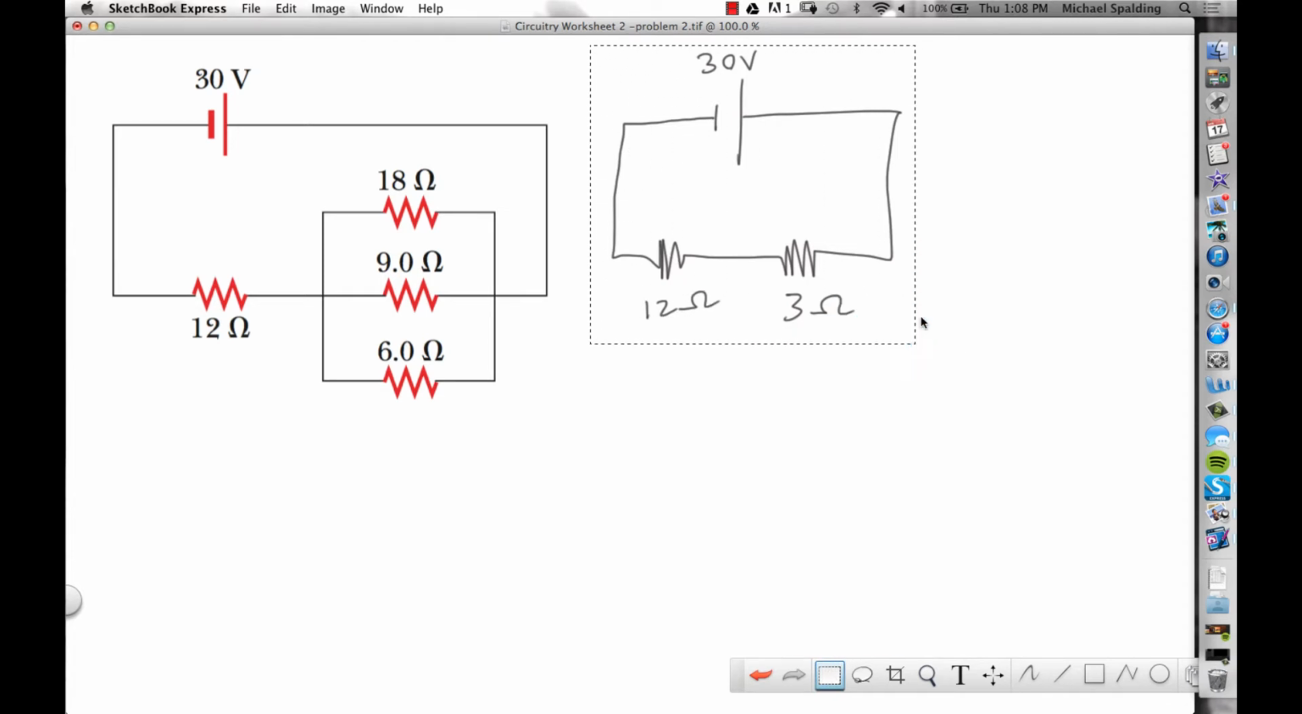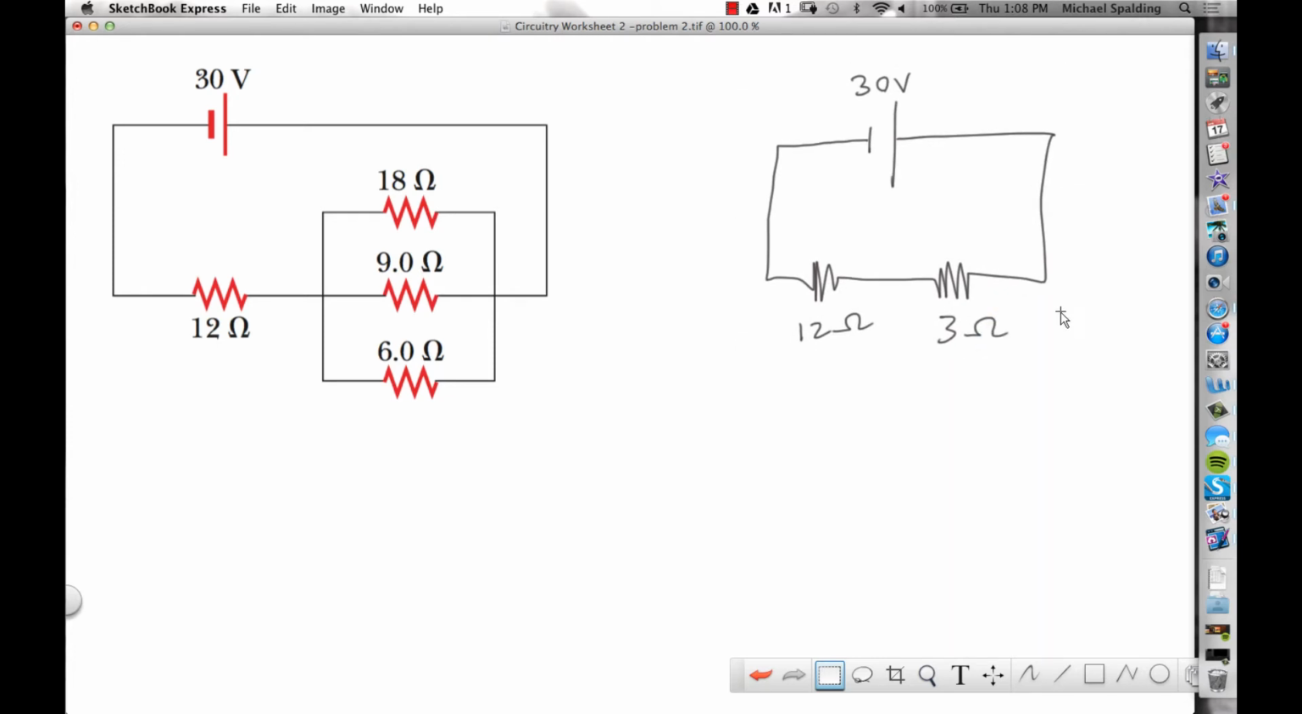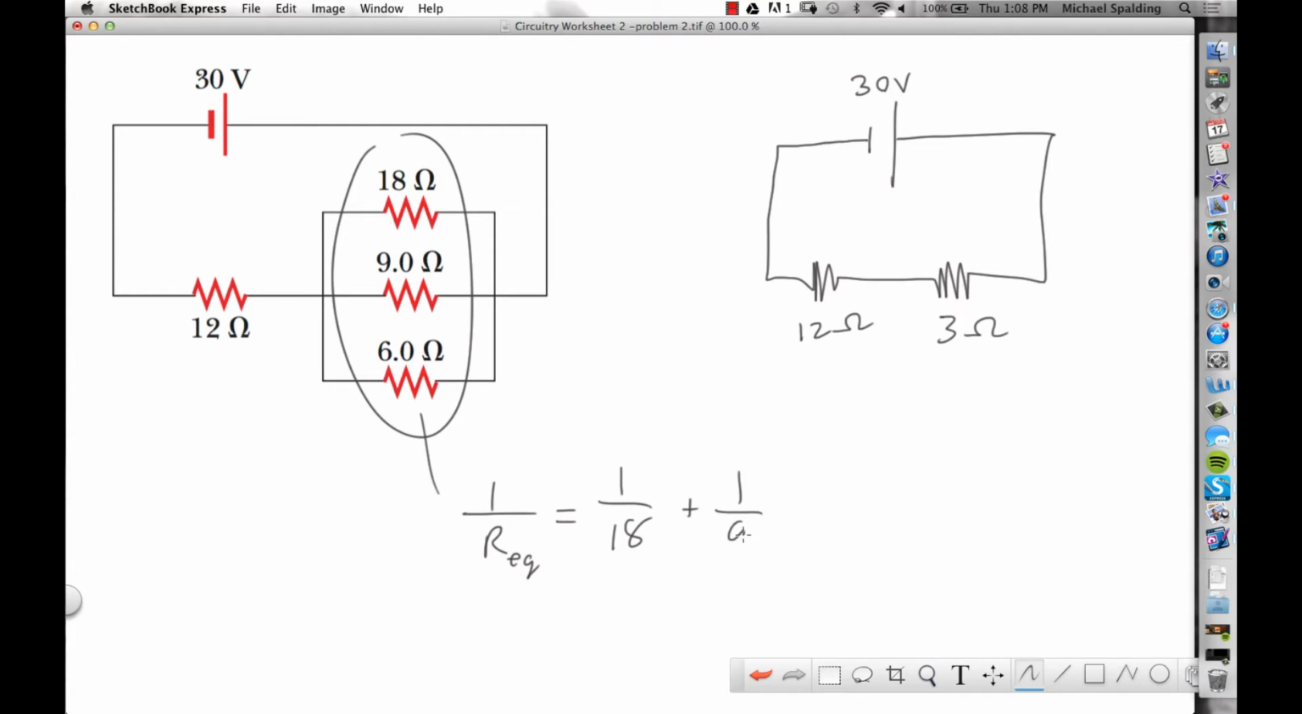Oh, where I got the 3 from? Sure. Let me show you where I got the 3. For these 3 resistors here, you go 1 over the equivalent. 1 over the equivalent resistance is 1 over 18 plus 1 over 9 plus 1 over 6. So you do that on your calculator, and what that's going to give you is 0.33 repeating.